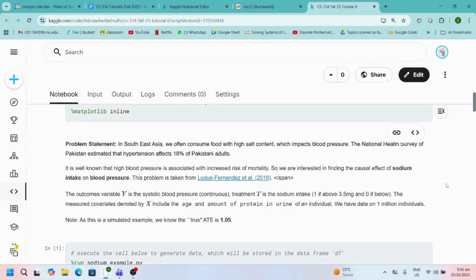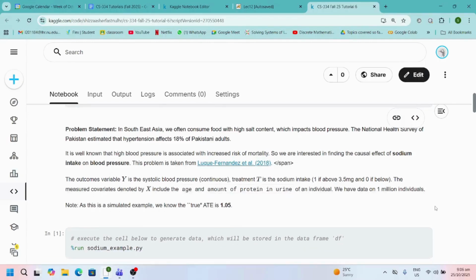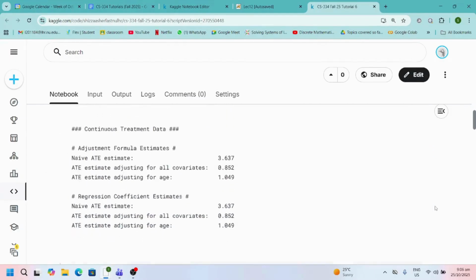The measured covariates that are denoted by X, there are two covariates over here. We're not commenting on the nature of these covariates. We just know that there are two covariates right now. So you have the age and the amount of protein in the urine of an individual. We have data on 1 million individuals. In this example, you already know that suppose you know okay, the true average treatment effect is equal to 1.05. Let's see.